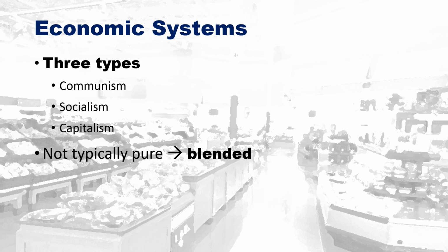The three types of economic systems the book goes over are communism, socialism, and capitalism. They're not typically pure. Theoretically, people will talk about them as if they're pure, but when they walk and talk on real land, they really are blended.